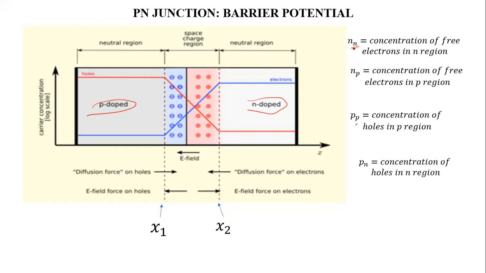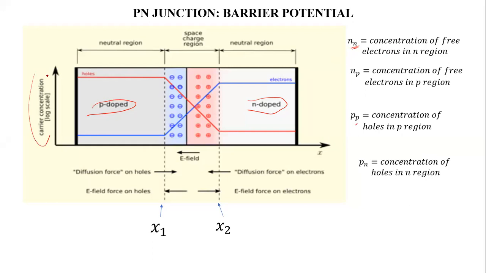Here nn, subscript n, means the n-type region. nn means the concentration of free electrons in the n region. In the n region, due to the high doping concentration, that is the large concentration of donor atoms, the number of free electrons is much greater than holes. Therefore, electrons are majority charge carriers in n-type, and holes are minority charge carriers.